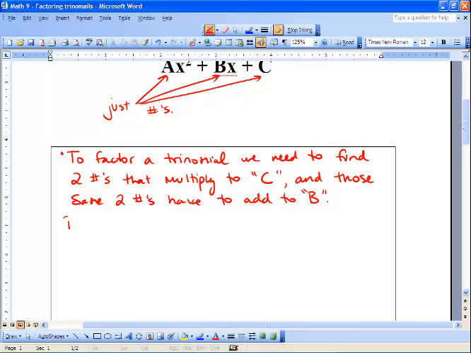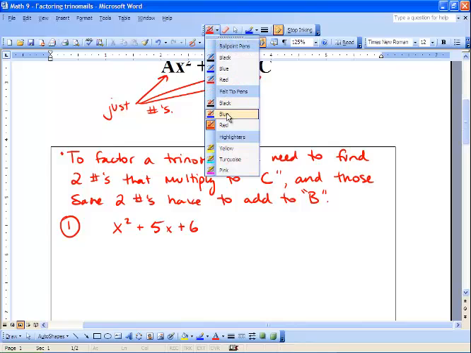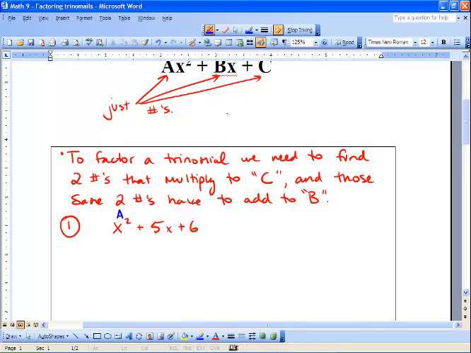Well, let's look at this. Let's give it a shot. We've got x squared plus 5x plus 6. Let's label what we have here. We've got a, b, and c. Just like what we said, to factor a trinomial or to write it as a multiplication statement, we need to find two numbers that multiply to c, and those same two numbers have to add to b.